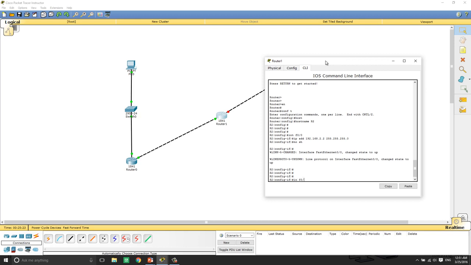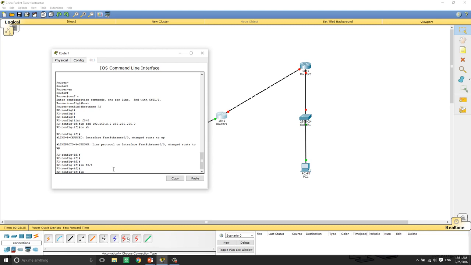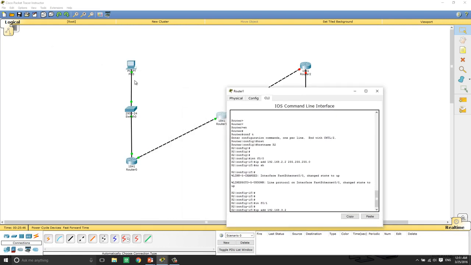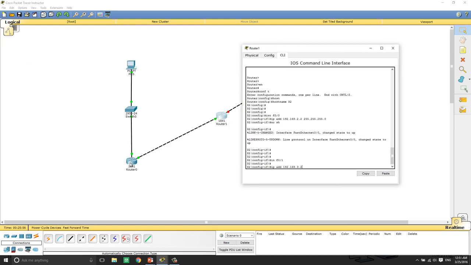Interface F0/1, that is the other end of the device, and I'm going to give IP address 192.168.3.2. This is how my naming convention is, 192.168, particularly for this example. The third octet I've given as the network ID. So here it is the 1.network, in this case I've done the 2.network, here I've done the 3.network, and here I've done the 4.network, right? And this is 192.168.1.1 and 1.2, 2.1.